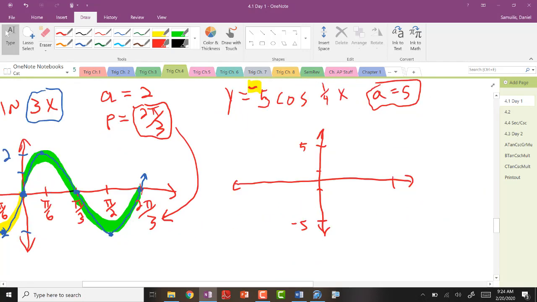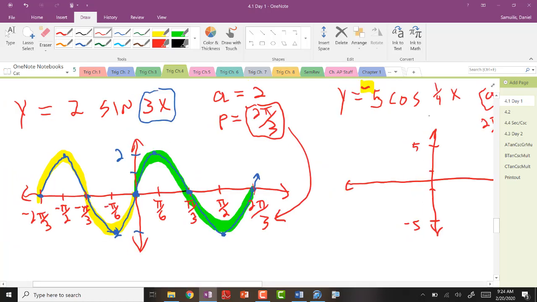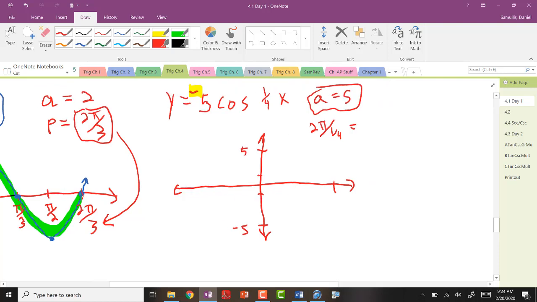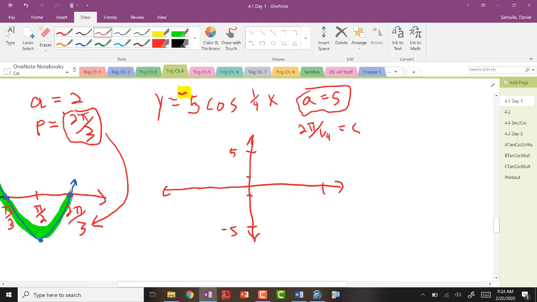Okay, so what's the period? It is 2 pi over a fourth. Now think about that for a minute and then tell me what the period is. 3, 2, 1. Hopefully you're playing at home. The answer should have been 8 pi.